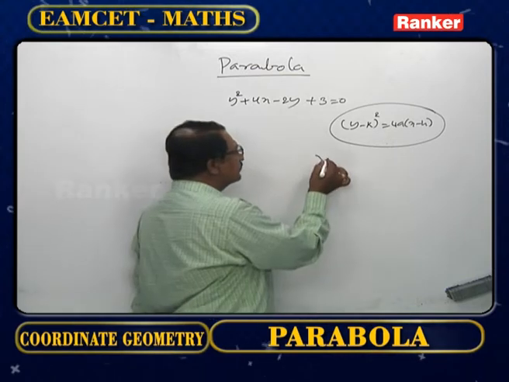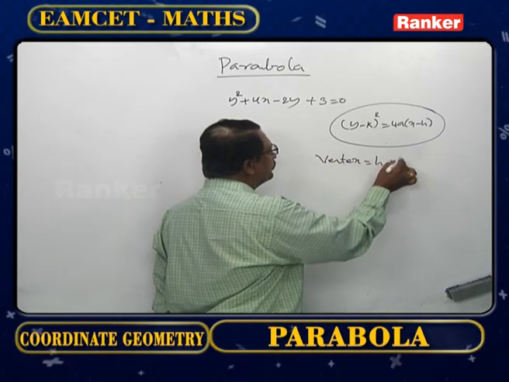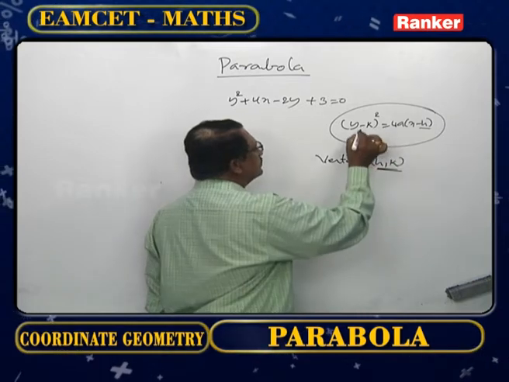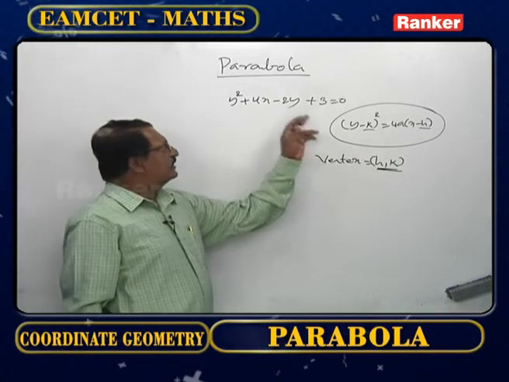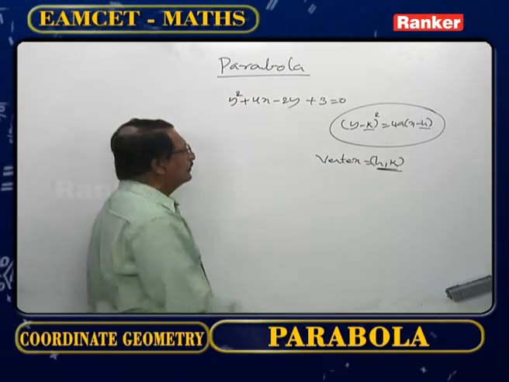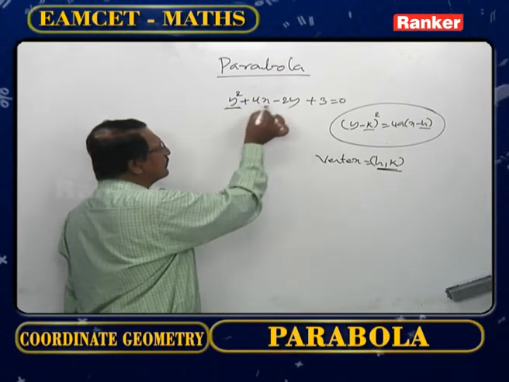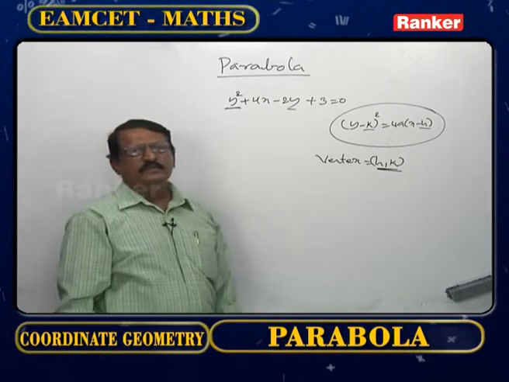Then vertex equals to (h, k). Vertex of the parabola is (h, k). But converting the given equation in this form is a very lengthy process. Now in the given equation the second degree term is y.